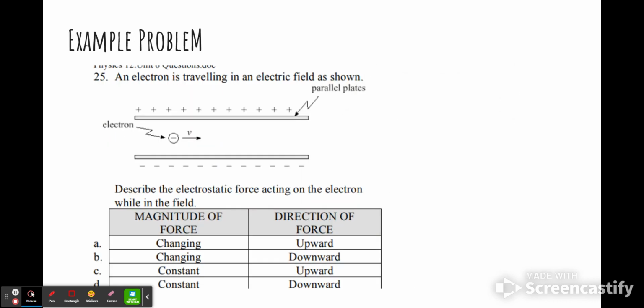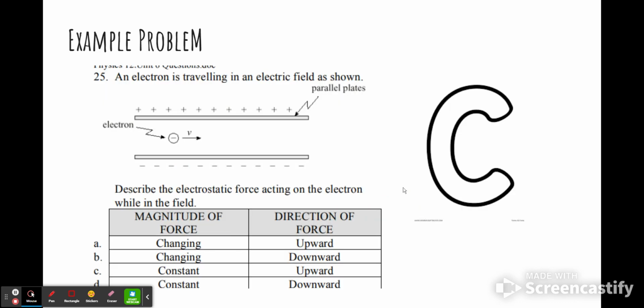An example problem I found was that an electron is traveling in an electric field as shown. Describe the electrostatic force acting on the electron while in the field. We just talked about what happens to this. So the answer is C. The answer is C because the force is always constant in a uniform parallel field, and the electron will go in the opposite direction of its own charge.